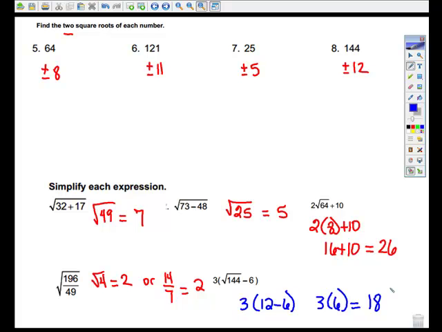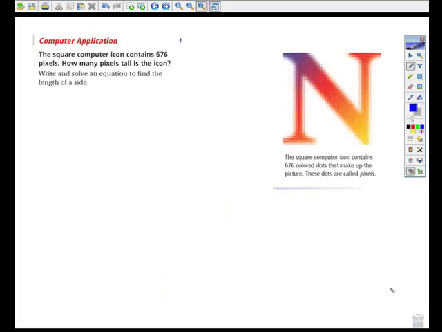Make sure you get all these examples down. And I believe this is the last one. It's an application, computer application. The square computer icon contains 676 pixels. How many pixels tall is an icon?